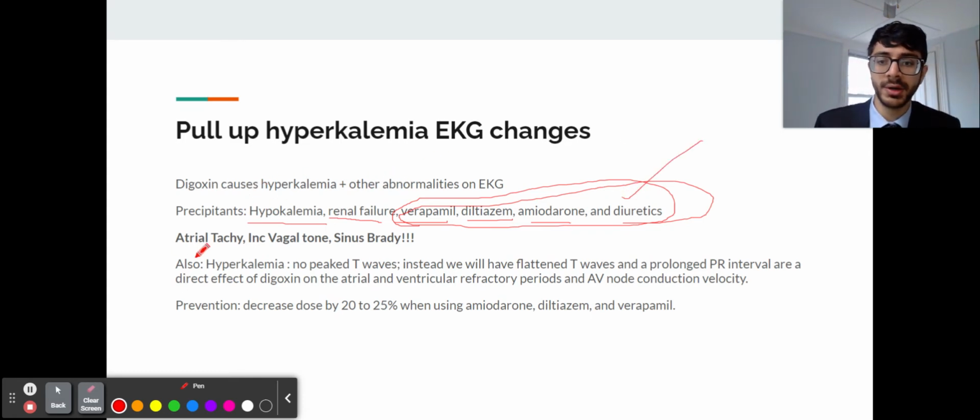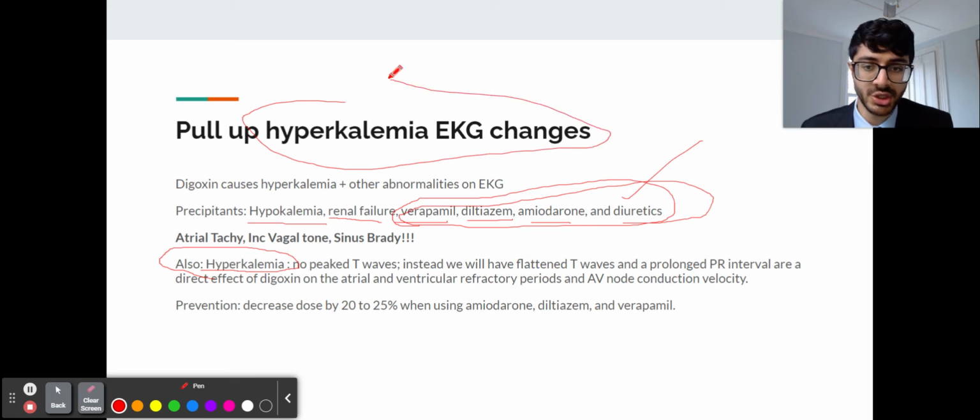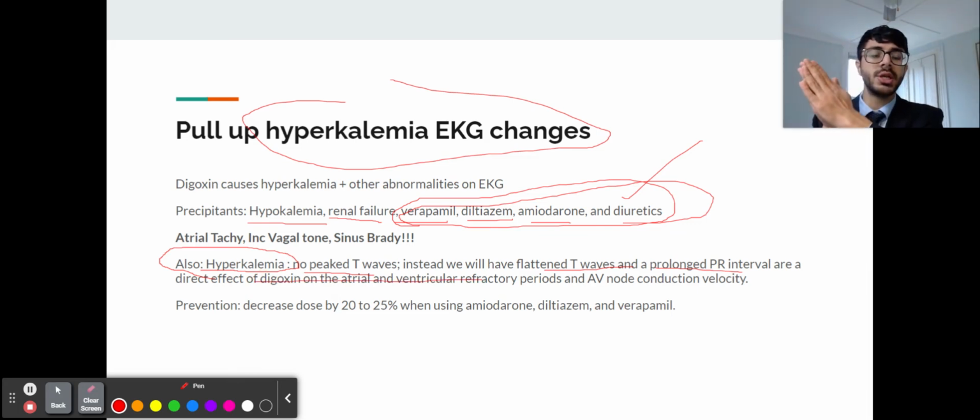But the thing about the hyperkalemia and digoxin toxicity, right, is that digoxin toxicity does not show the hyperkalemia EKG changes. It shows no peaked T waves. Instead, you will have flattened T waves and a prolonged PR. Do you get it? So know the hyperkalemia changes on EKG and know that the digoxin changes are different.